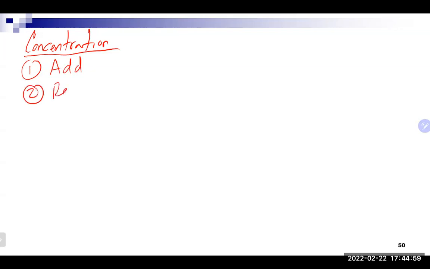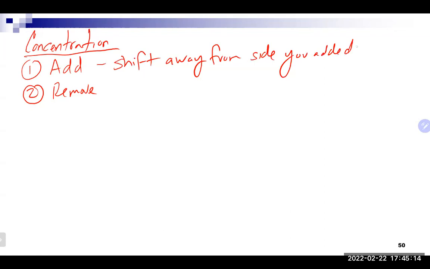Let's start with concentration. In terms of concentration, as I mentioned, we can pretty much do one of two things. We could either add or we could remove. And when we add more, it typically will cause the equilibrium to shift away from the side you added it to. So "AA" is a good way to remember that: add away is basically what will happen in that case. And if we remove something, it will shift towards the side we removed it from.